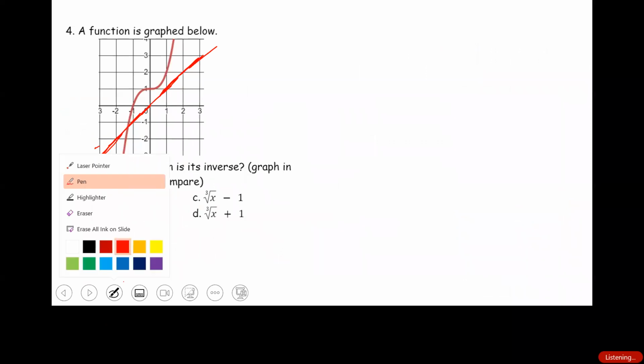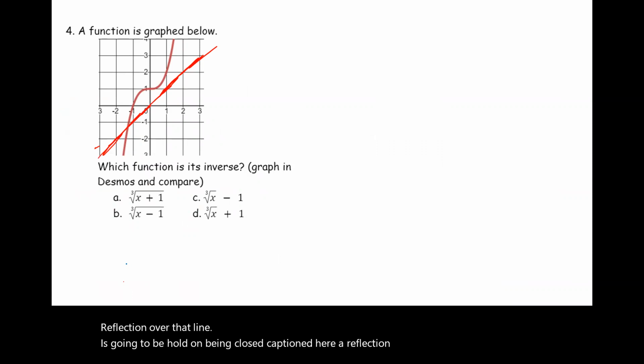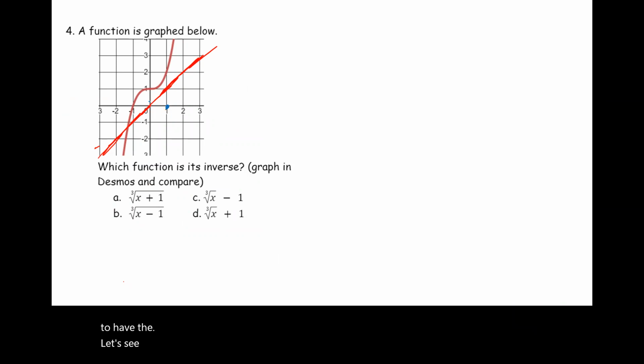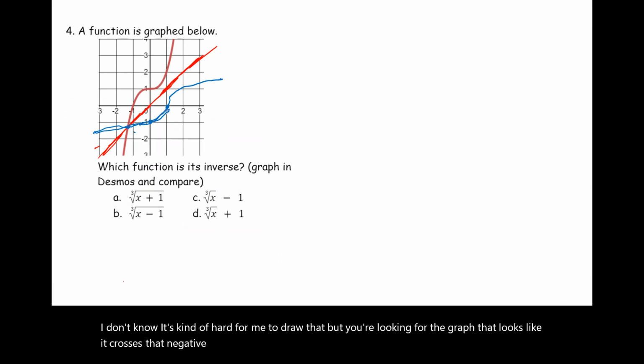And a reflection over that line, that's cool, is going to have the 0, 1, 1, 0, negative 1, 0, 0, negative 1. It's going to look something like this. It's kind of hard for me to draw that, but you're looking for the graph that looks like it crosses at negative 1 on the y-axis and positive 1 on the x-axis and continues on its merry way.